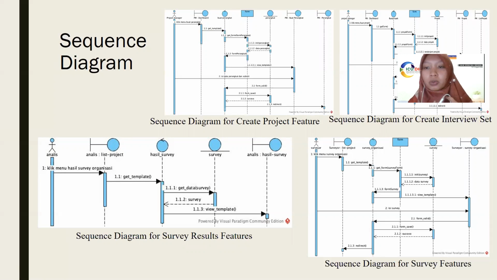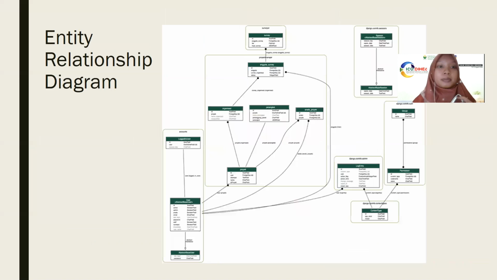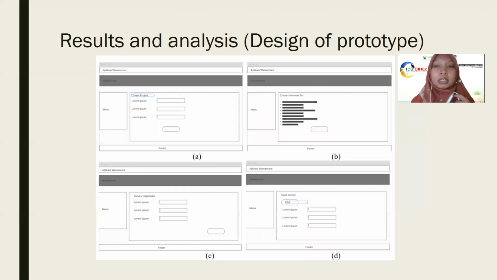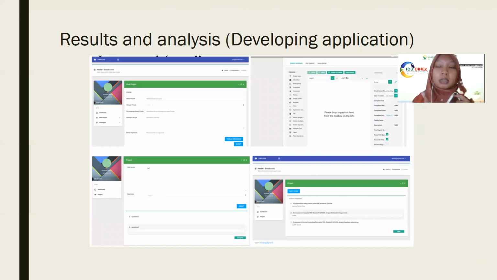And there is a sequence diagram for create interview set. The actor is project manager too. And the sequence diagram for survey research feature, the actor is analyst. And for the sequence diagram for survey feature, the actor is surveyor. And this is the entity relationship diagram. And this is the design of prototype. And from the design of prototype, it can be built in Django framework. So this is the display.